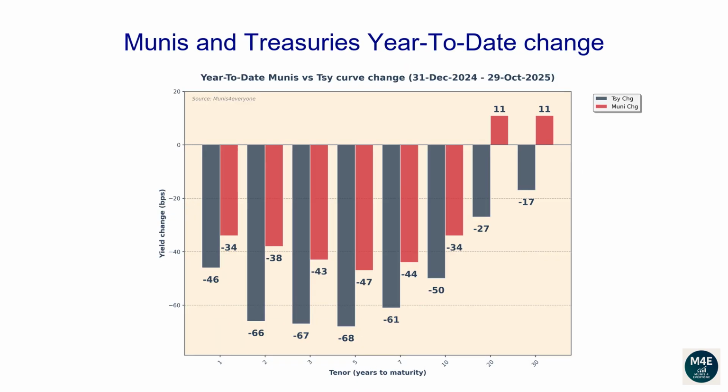This graph is similar to the previous one, but instead of showing how interest rates have moved versus the prior day, they show how much they have changed since the end of the previous year. The current bar plot shows how Muni and Treasuries have changed year to date.